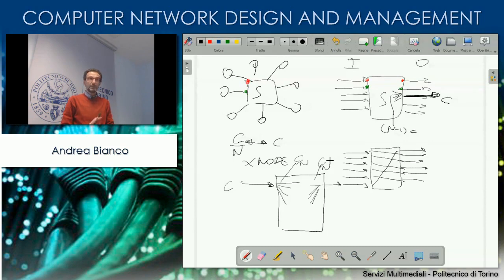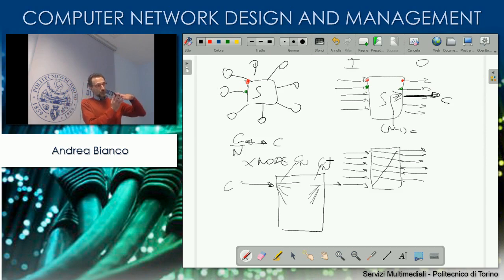Okay? Is it clear? Yep. Okay. C over n if you consider that a node can generate traffic toward itself, or C over n minus 1 if you assume that this is not possible. But this is a detail. Let's take it for very large n, it doesn't make any difference, okay?